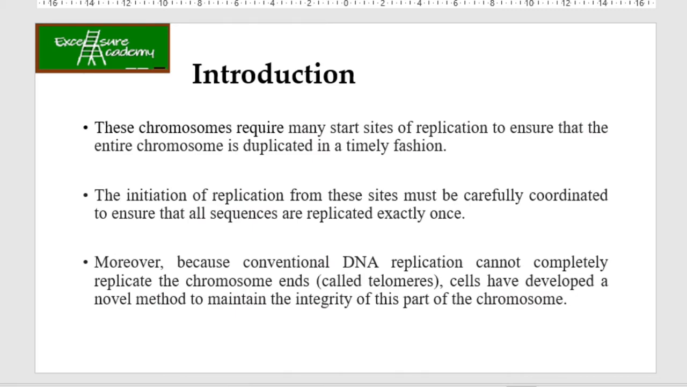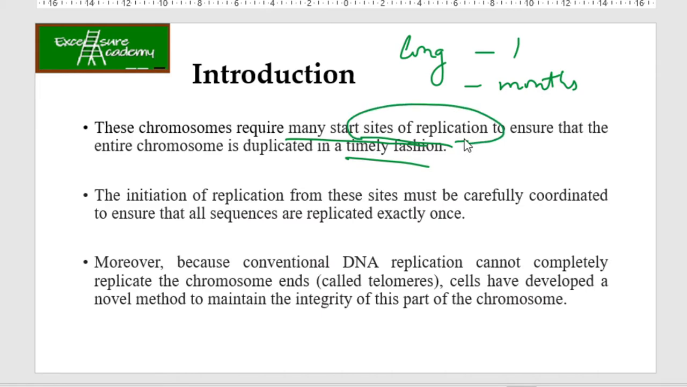So, introduction. These chromosomes require many start sites of replication to ensure that the entire chromosome is duplicated in a timely fashion. Why have we said this? Many start sites are there for replication because the chromosome is very long. If we had only one, it would have taken more than months to complete the replication. That's why we have multiple start sites for replication, and so the cell completes it within the cell cycle, the S phase.